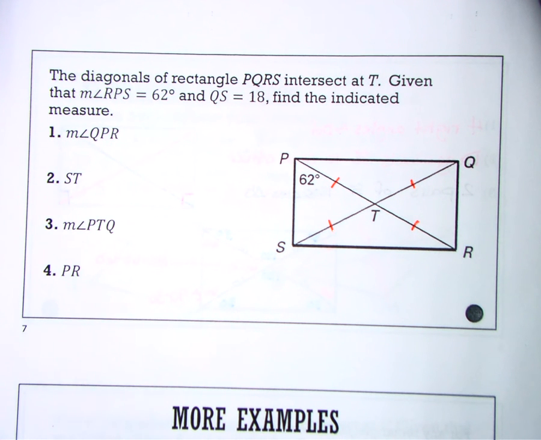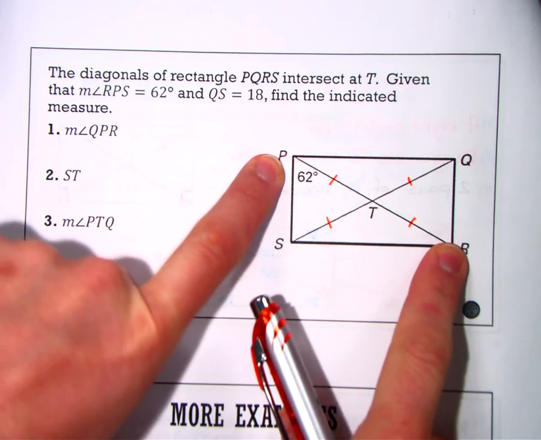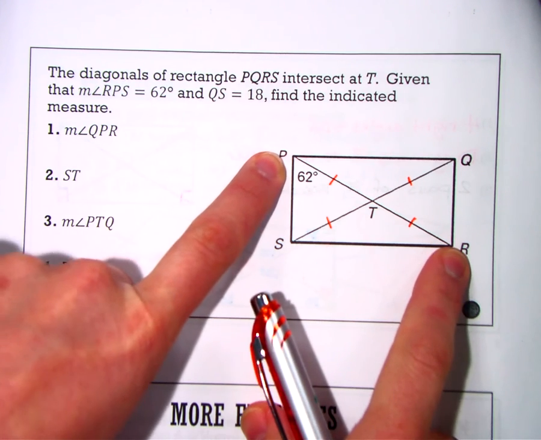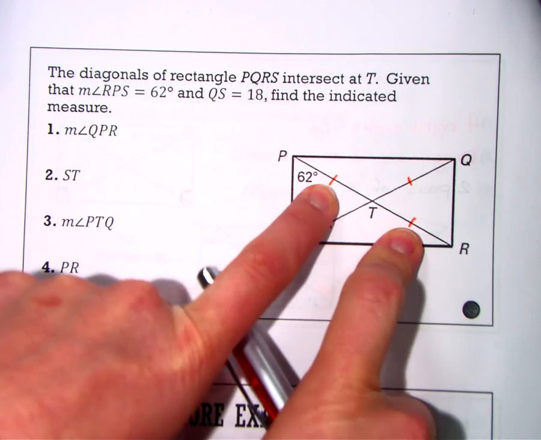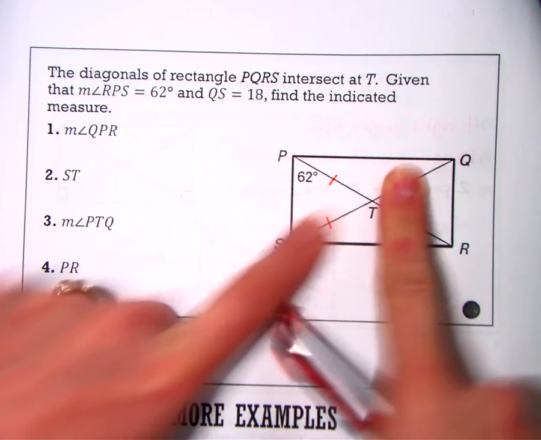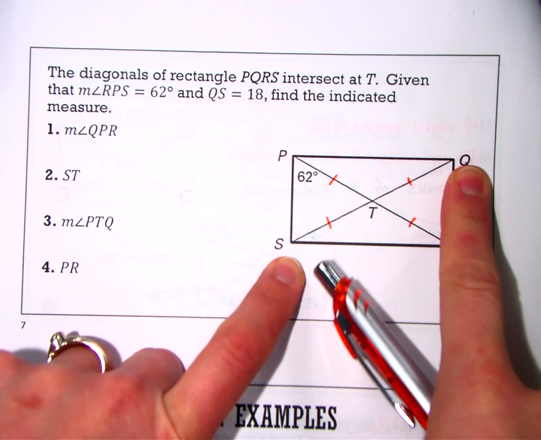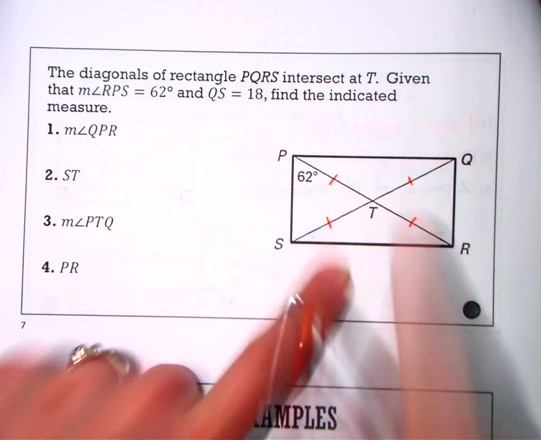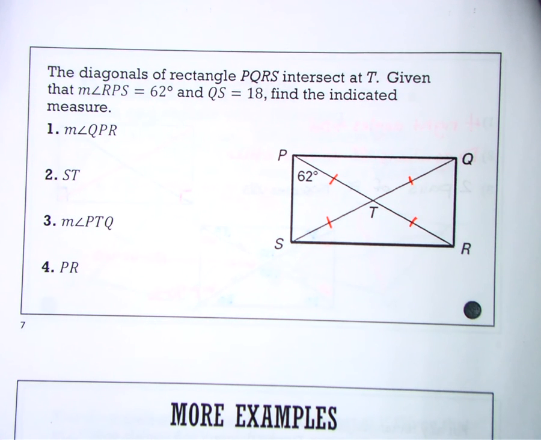I said, what if this whole length PR was 20? And then we know it's bisected, so these would be 10 and 10. That's what we talked about yesterday. And then we said, okay, well then SQ would also be 20, so these would also be 10 and 10. And that's kind of how we came about knowing that all four of those pieces are equal to each other.